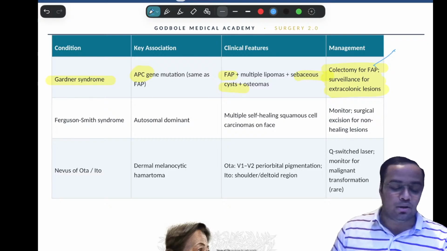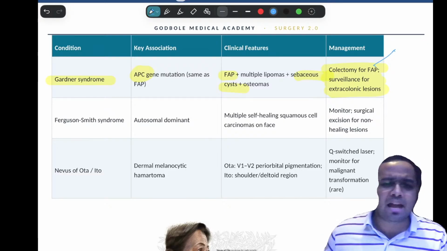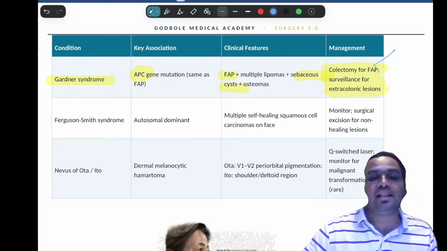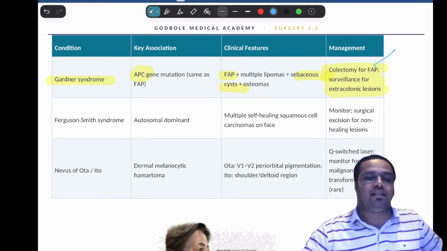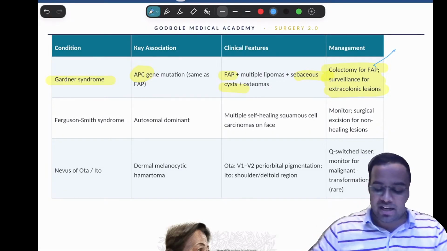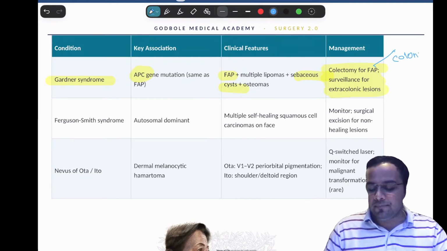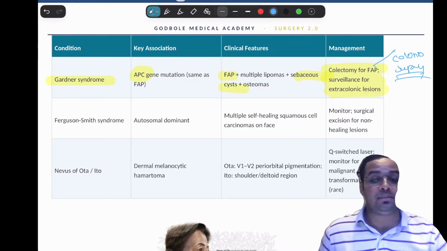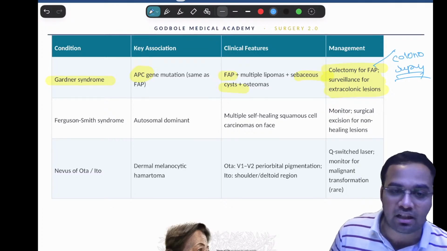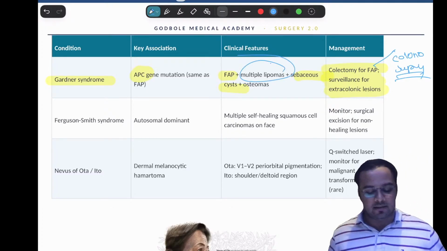So any patient who comes with multiple lipomas over the skin, just ask one question in the negative history: is there any association with colonic bleed or change in the bowel habitus? If so, the patient needs to undergo a colonoscopy. So you think that this might be just a lipoma, but it is because of the underlying APC gene mutation which causes multiple lipomas over the skin.